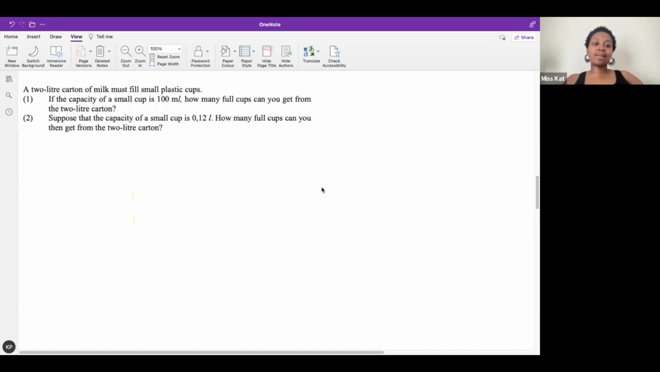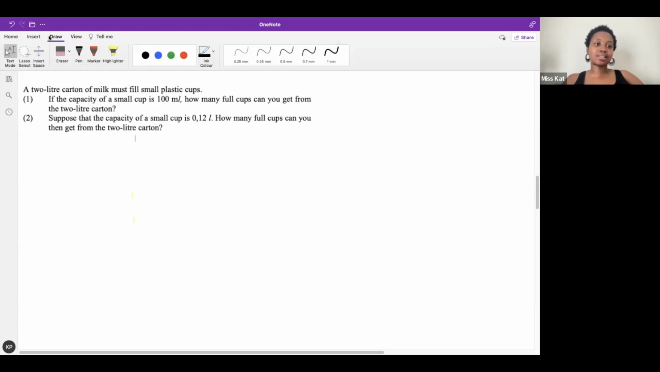So if the baby cup is 100 milliliters, how many cups can you fill from 2 liters? So how many milliliters are in 1 liter, guys? 20 milliliters in 1 liter. Oh, you're answering the question. Sorry. How many milliliters in a liter, guys?